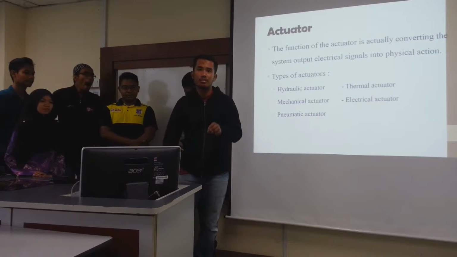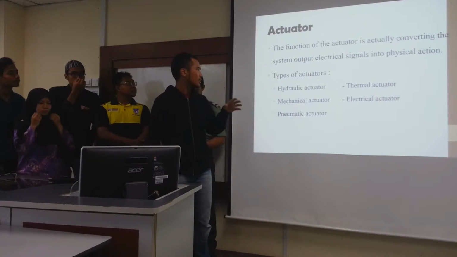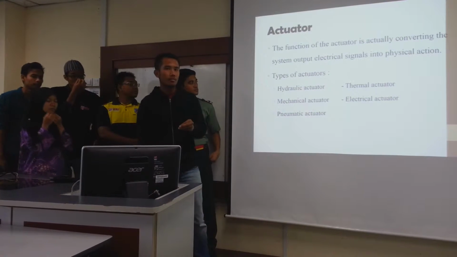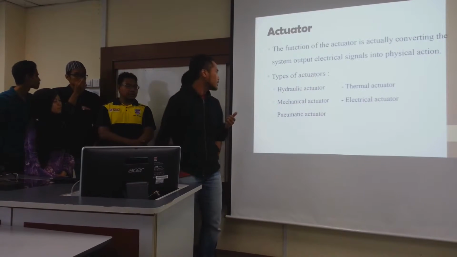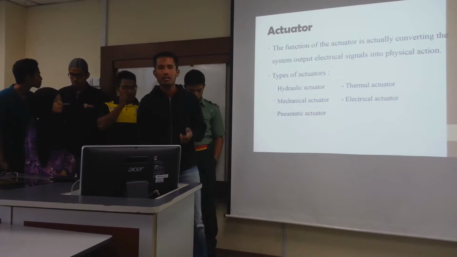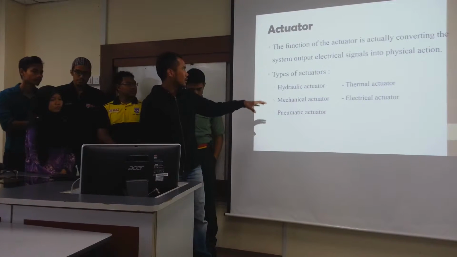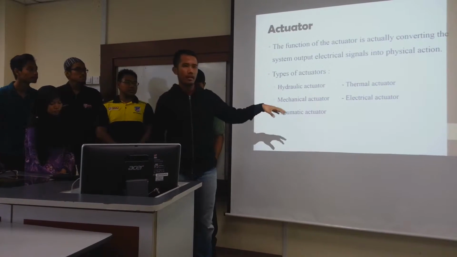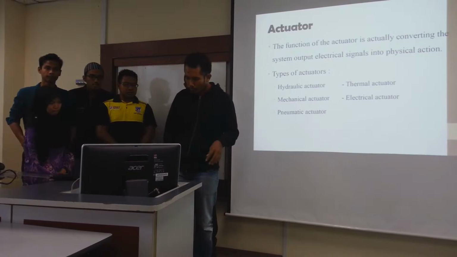In industries, actuators have many types. As you can see in front here, we have five of them: the first is the hydraulic actuator, second mechanical, pneumatic, thermal, and electrical. Among these five types, all are widely used in industries.